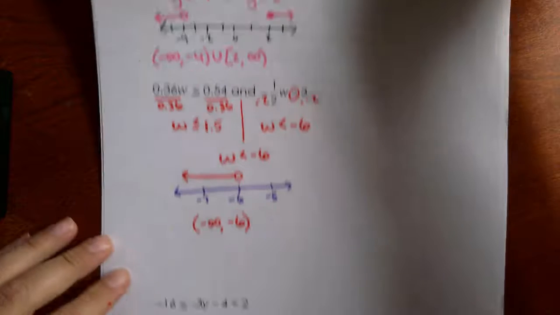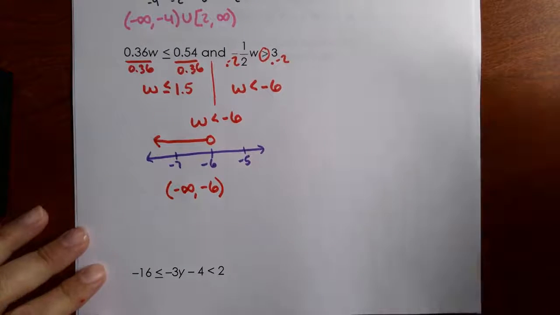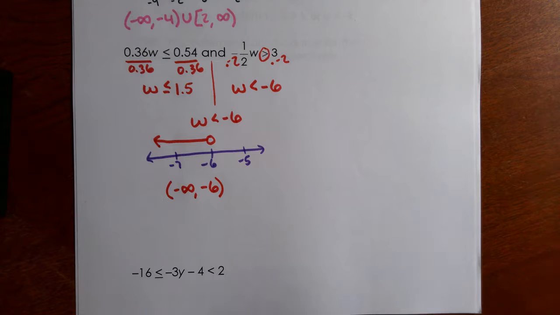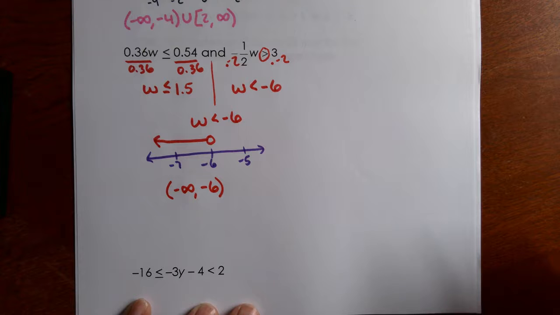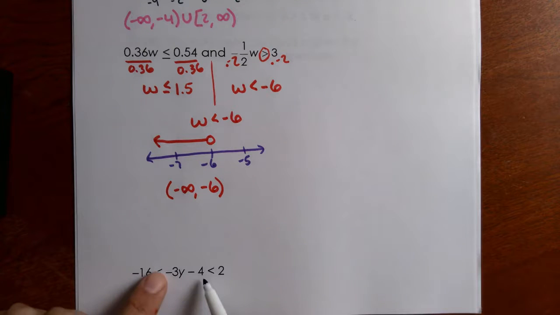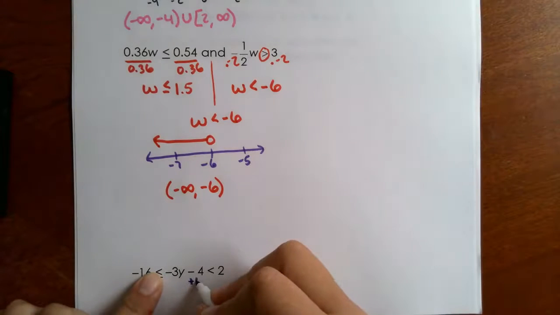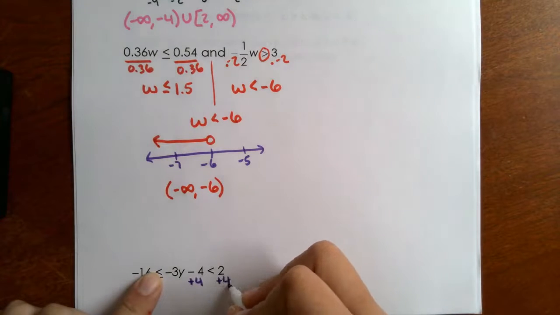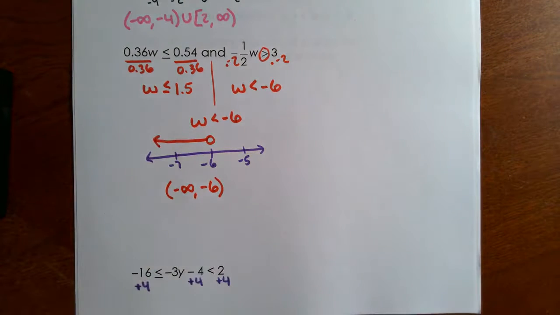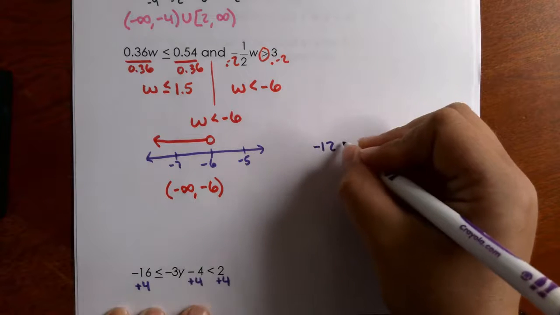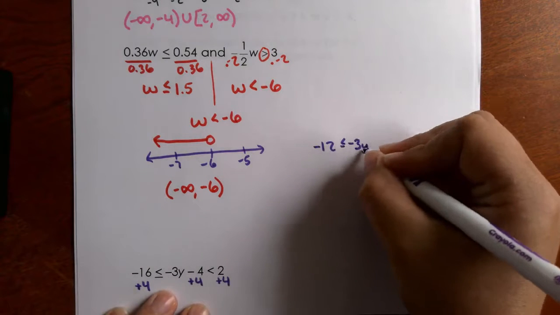And then my last one here, I don't really have space on my paper, so I'm going to do it over here. But we are going to start off with this whole thing. One option is to solve it as it is. So I look right here where my variable is. The first thing I need to get rid of is the minus 4. So I have to add 4. Well, that means I add 4 to both sides, but there's actually 3 sides. So I would add the 4 to all 3 sides of my inequality. The left side, the inside, and the right side. So that gives me negative 12 is less than or equal to negative 3y is less than 6.